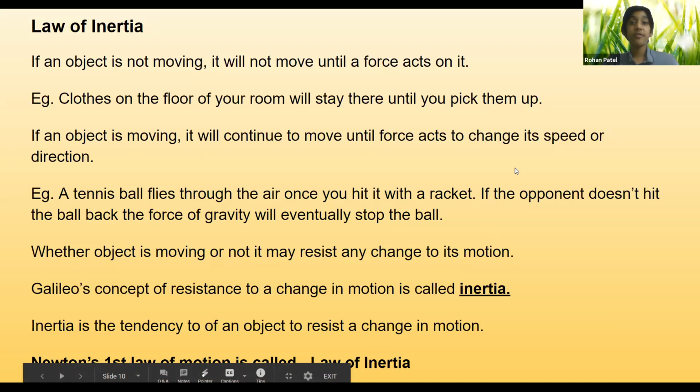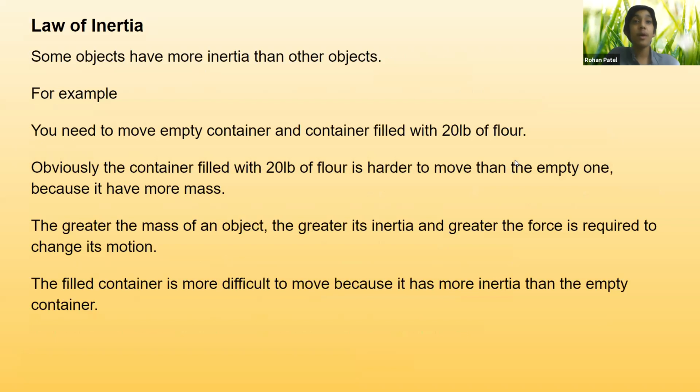So Newton's first law of motion is also known as the law of inertia. Some objects have more inertia than other objects. For example, you need to move an empty container and a container filled with 20 pounds of flour. Obviously, the container filled with 20 pounds of flour is harder to move than the empty one because it has more mass. The greater the mass of an object, the greater its inertia, and the greater the force required to change its motion. The filled container is more difficult to move because it has more inertia than the empty container.